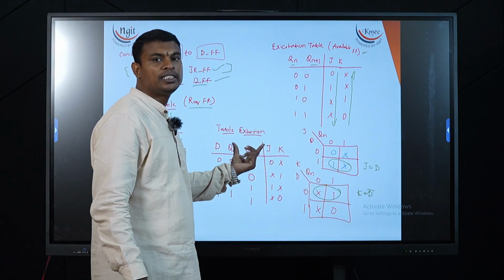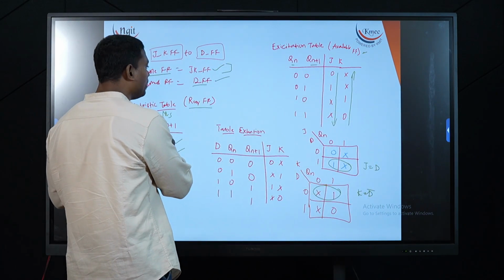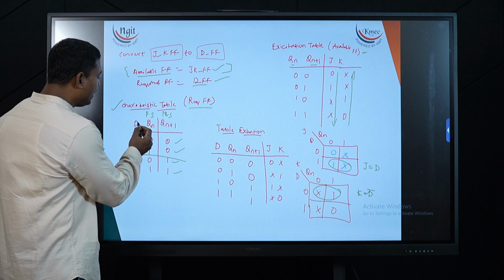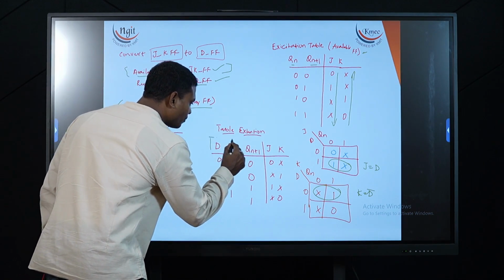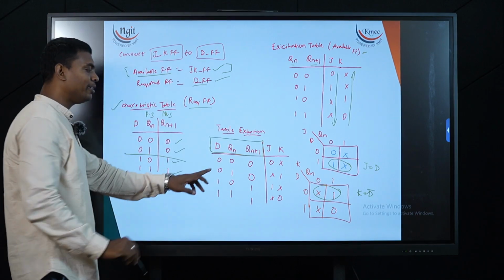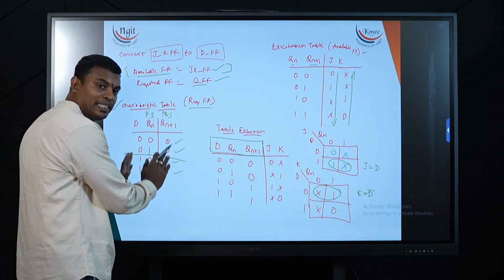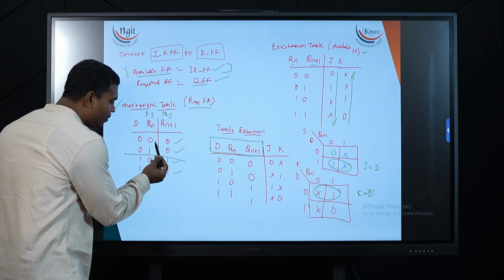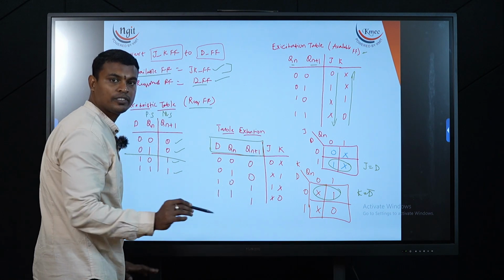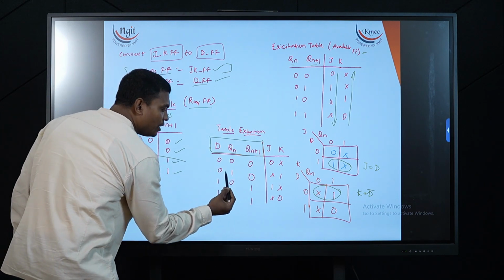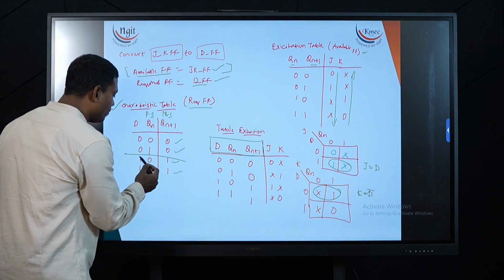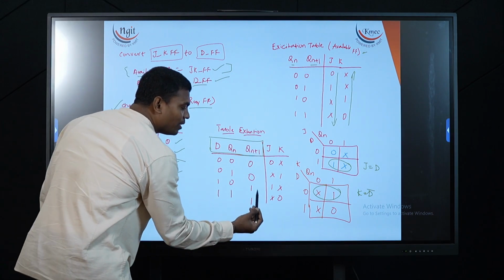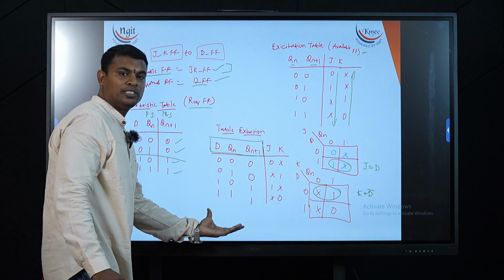See here, this is the table extension which I have made based upon my characteristic table and excitation table. If you observe, I have taken D, Qn, Qn plus 1, with the same values as my characteristic table depicted onto this table. 0 0 0, I have written 0 0 0, right? Next 0 1 0, same values. Next 1 0 1, same values. 1 1 1, I mentioned here, right? So all the values have been mentioned here.